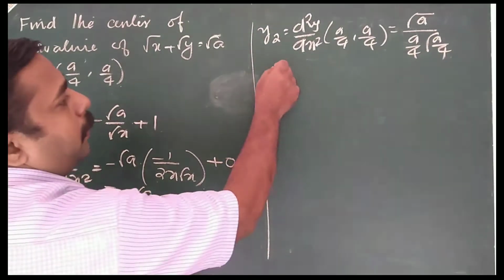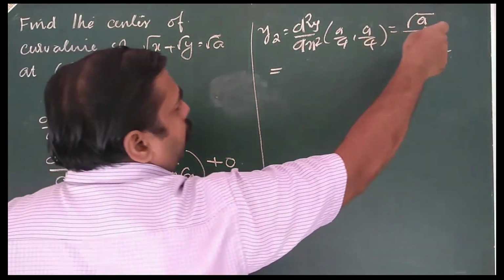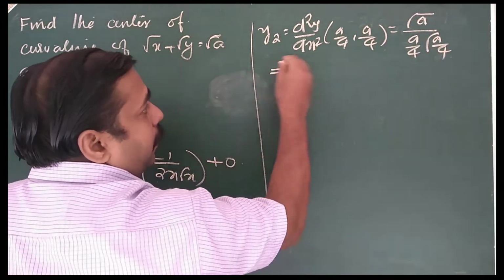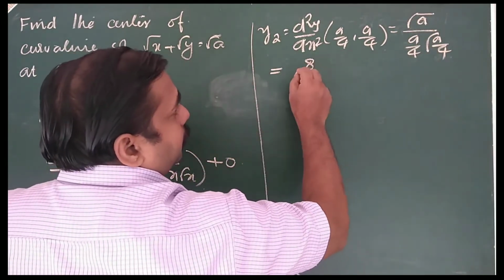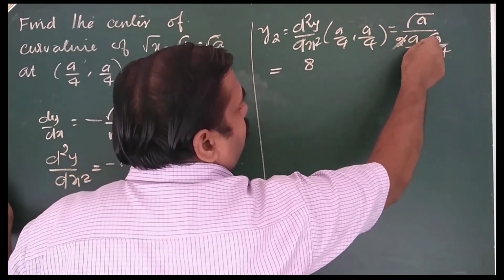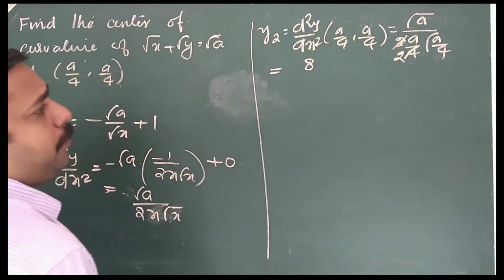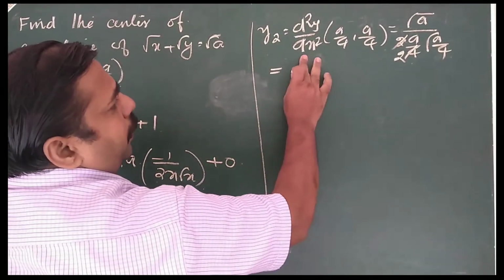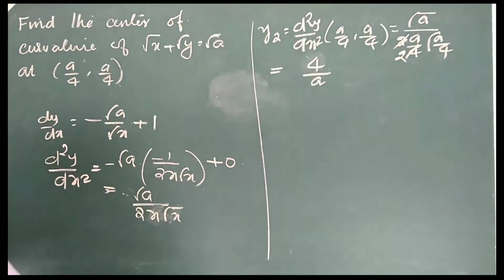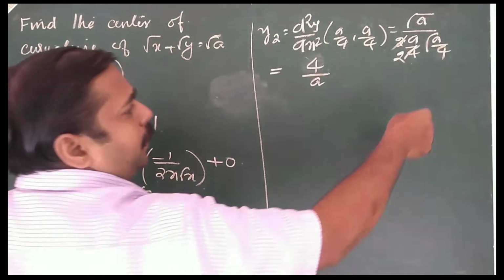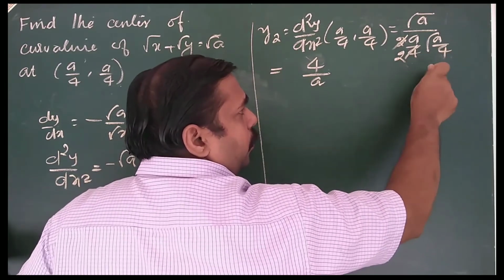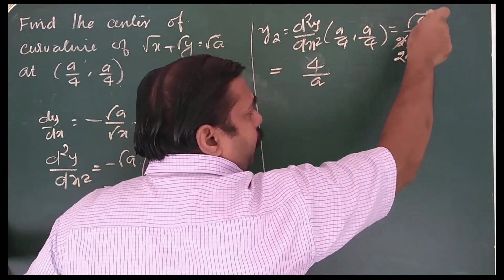So that is equal to, here root 4 is equal to 2, 2 into 4 is 8, 2 into 4 is 8, 8 goes to numerator, that is 8. There is one more 2 there. Okay, so this cancels. So 4 goes to numerator, root a cancels, that is equal to 4 by a. Once again, here this 2 cancels, 2 root 4 is equal to 2, 2 into 2 goes to numerator, root a and root a cancel.